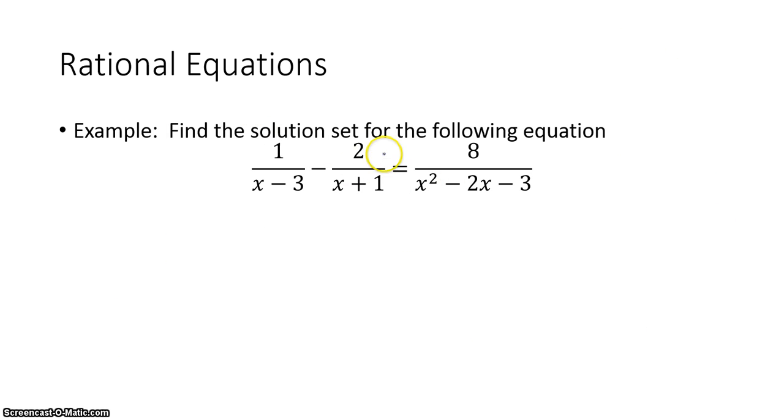Find the solution set for the following equation. 1 over x minus 3 minus 2 over x plus 1 equals 8 over x squared minus 2x.